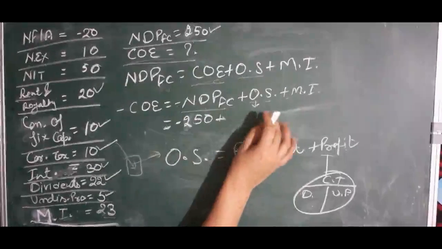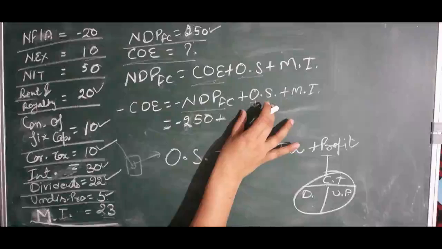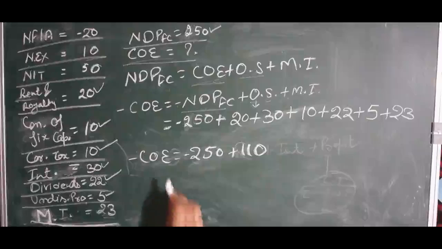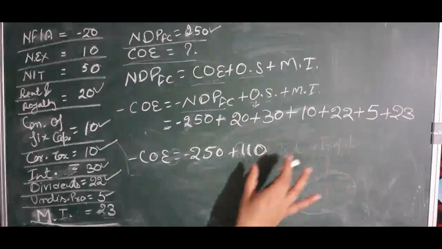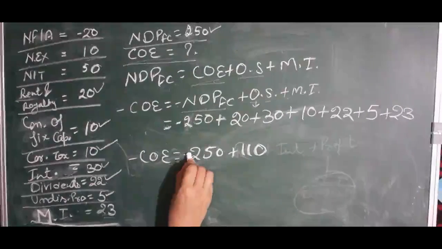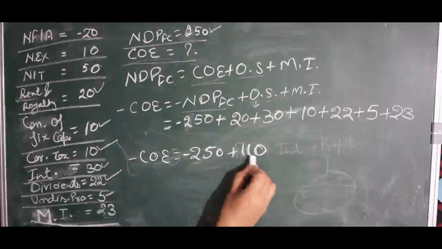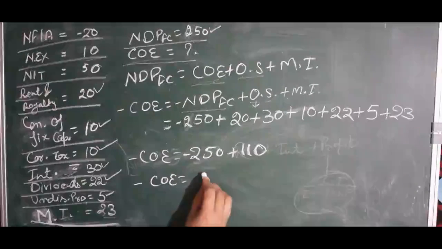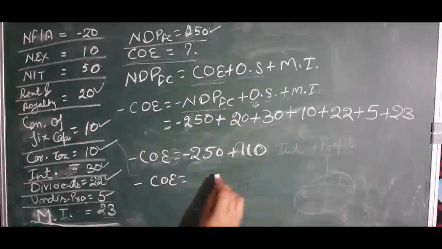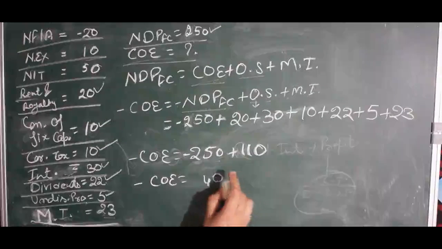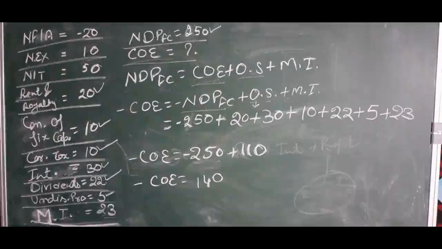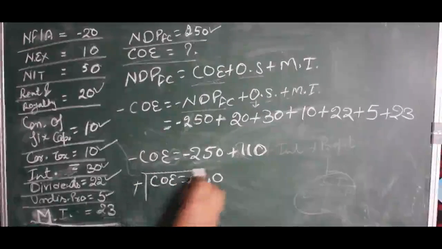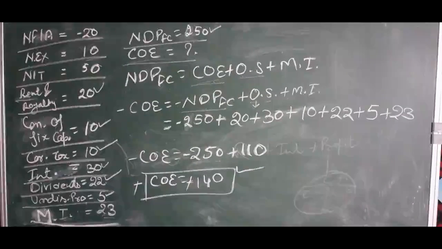So here we will take the value of operating surplus by adding up all these. By adding them up, we get 110. So it's negative 250 and positive 110. We get compensation of employees equal to 250 minus 110, which is 140, and minus and minus cancel. So the compensation of employees is 140.